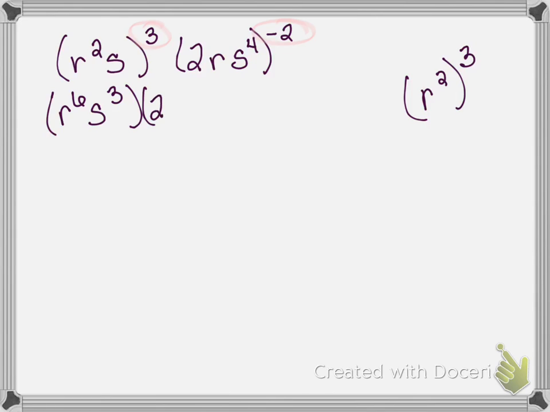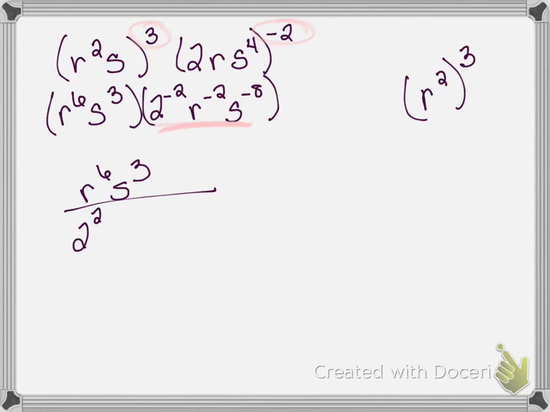So I have 2 to the negative 2 power, r to the negative 2 power, and then s to the what? Negative 8, because I am 4 times negative 2. Now, all of this is going to go to the denominator. All of that's going to the denominator. So I have r to the 6th, s to the 3rd, over 2 squared, r squared, s to the 8. Okay, can I do 2 squared? What is 2 squared? 4.